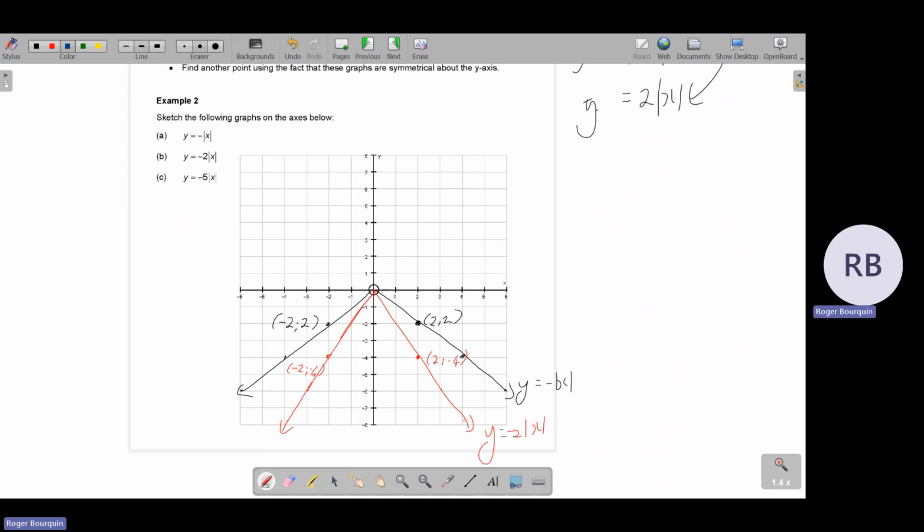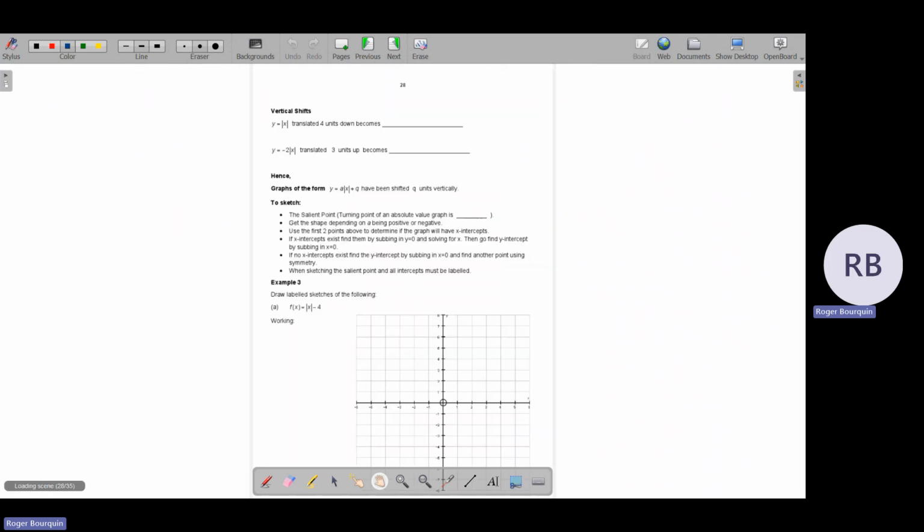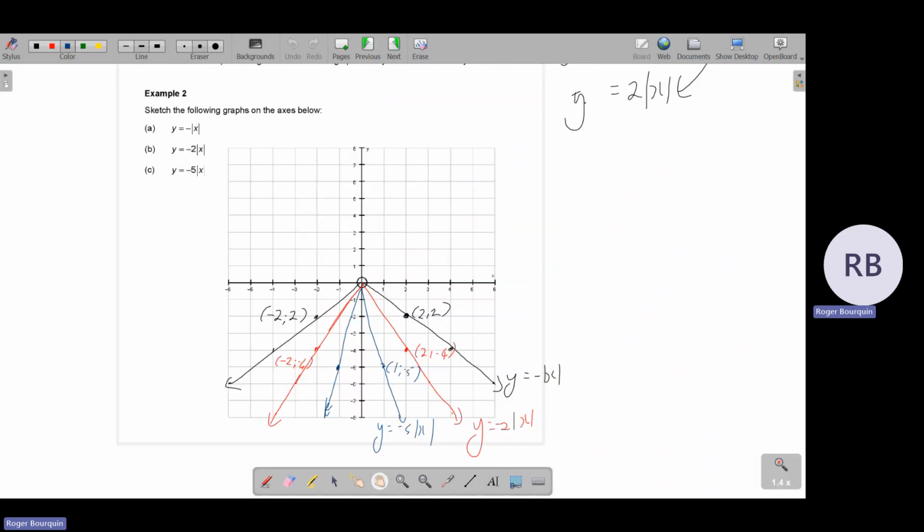And last one, so that'll be negative 2x and negative 5x. Well, if x is negative 1, y would be equal to negative 5. So once again, you can see the gradients, the bigger the number, the steeper. Once again, you understand how if I had negative 10x, it would be more steep. If I had negative a half x, it would be flatter. Okay.